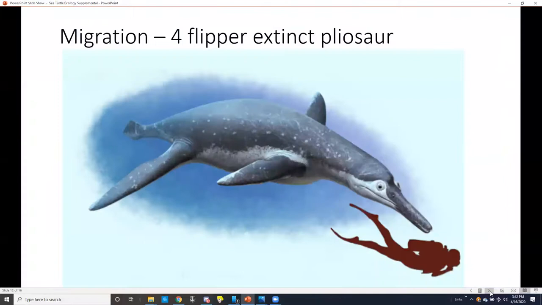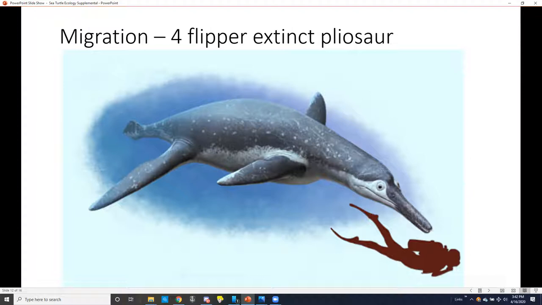Okay, the next section was, they talked about adaptations of the sea turtle for migrations. And they talked about how, in the seven remaining species, the two back flippers were more like rudders. But on this extinct pelosaur, all four appendages were flippers, and then they had what they think was a little rudder. The tail was a bit of a rudder, right?